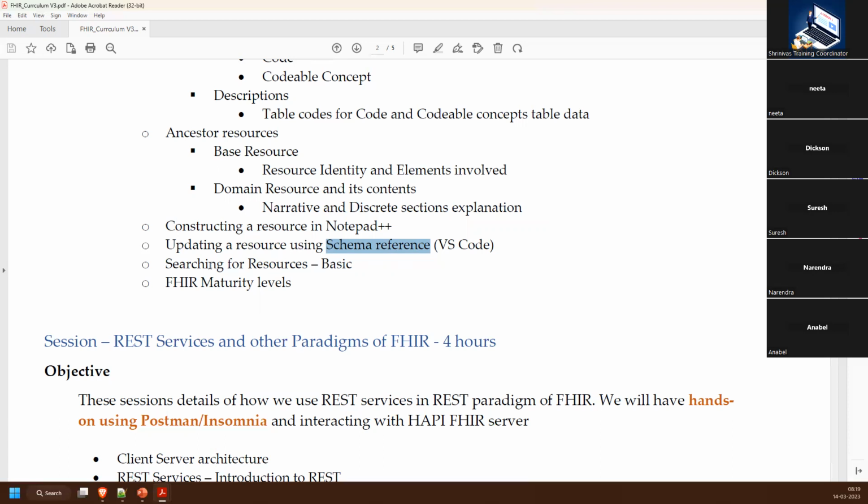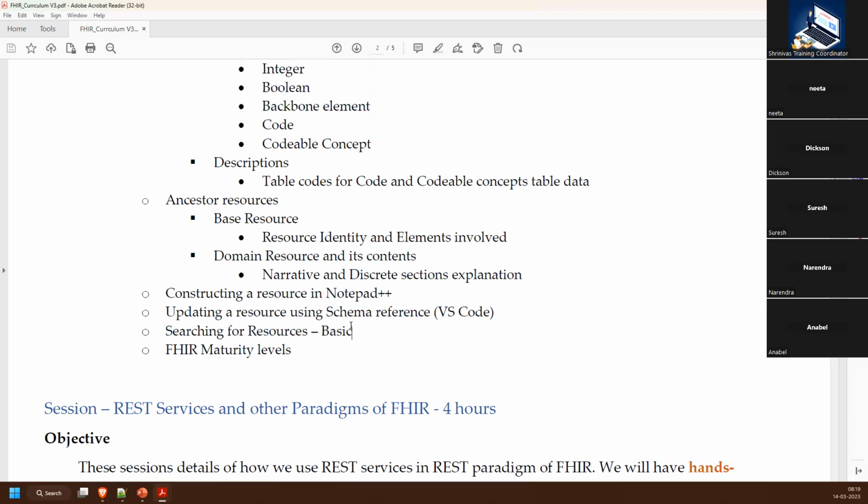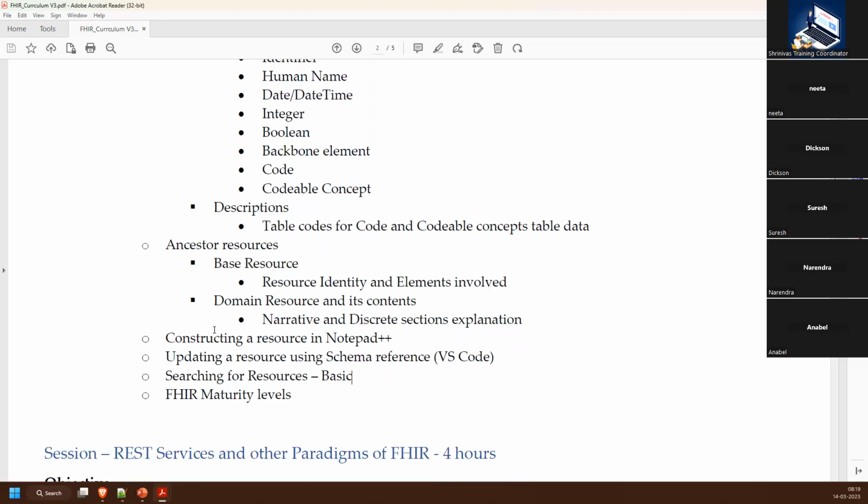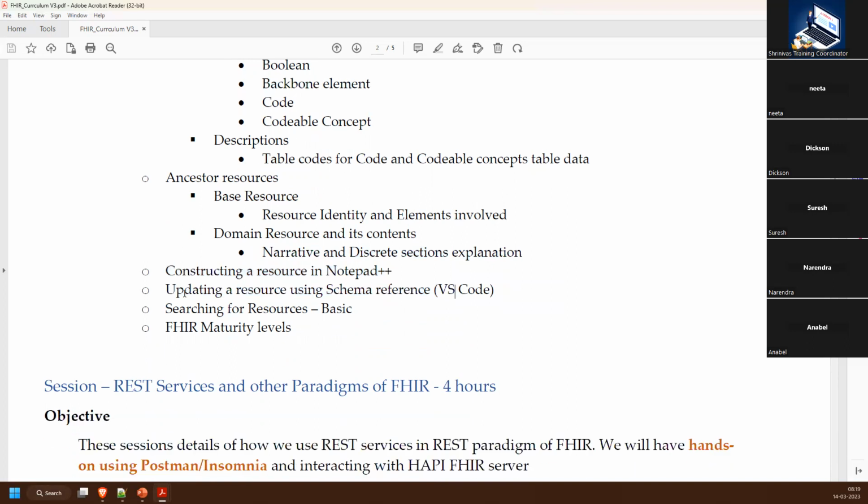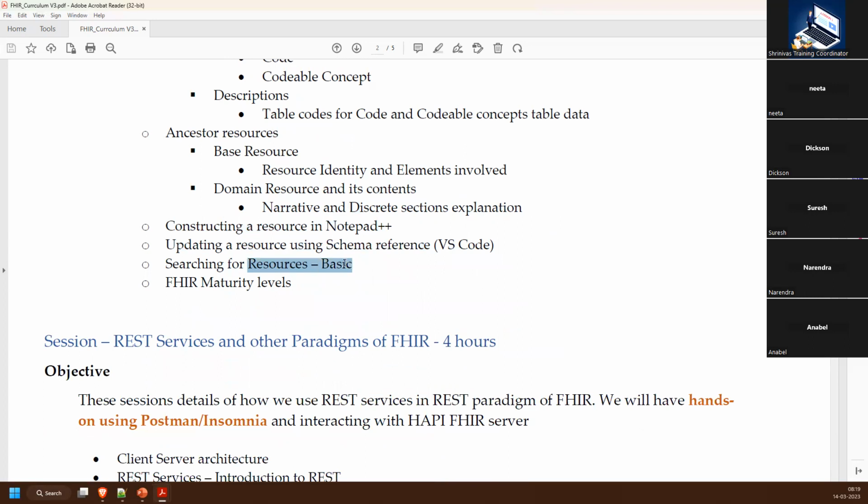Then we will talk about how you search for a resource. So here at this point, after constructing a resource, we'll be creating a patient record using the resource that we have constructed. Then we'll talk about how you search for that resource at a very basic level.